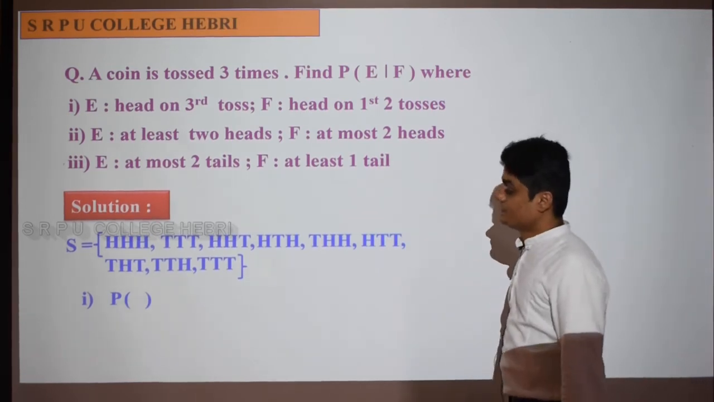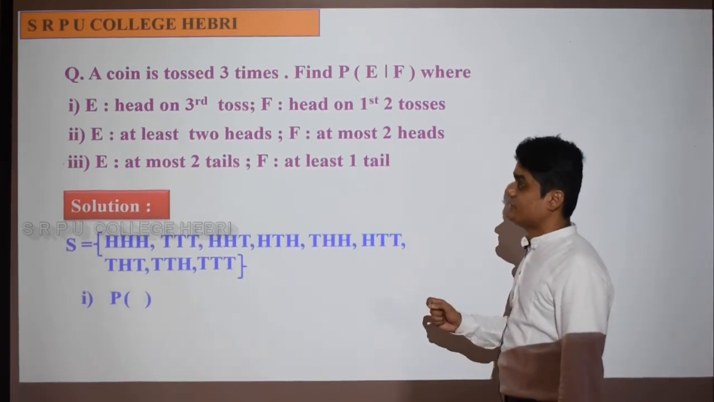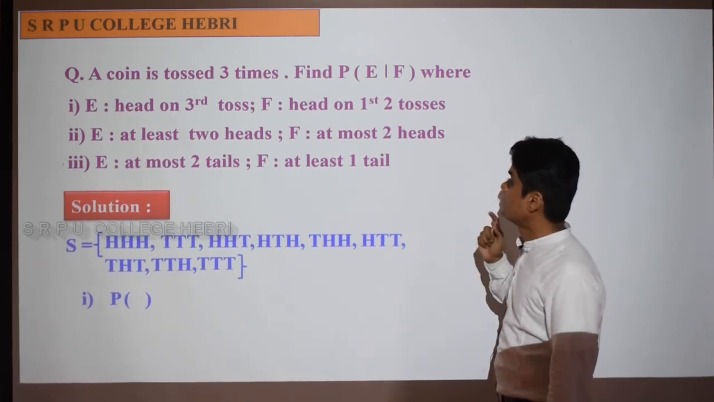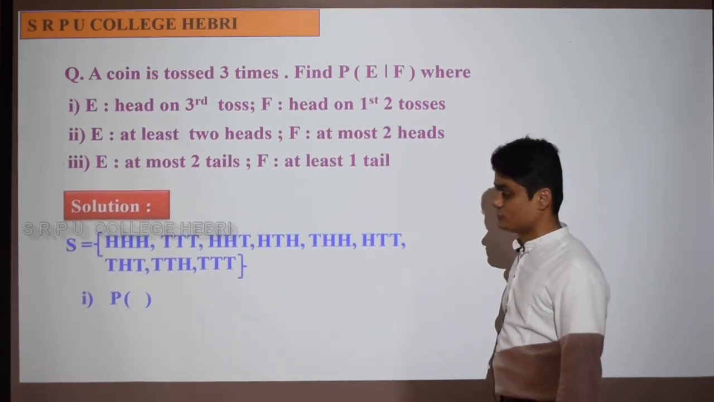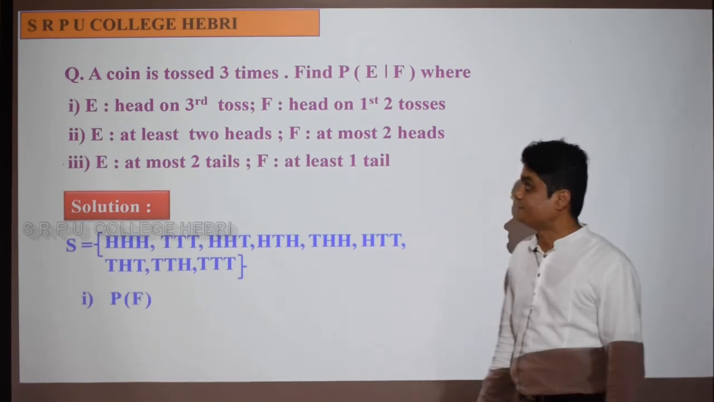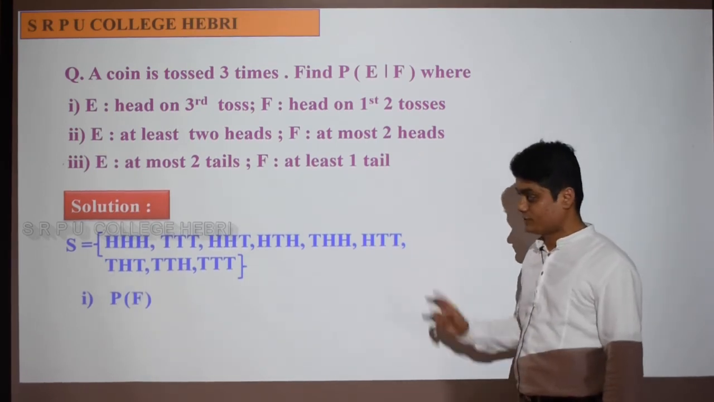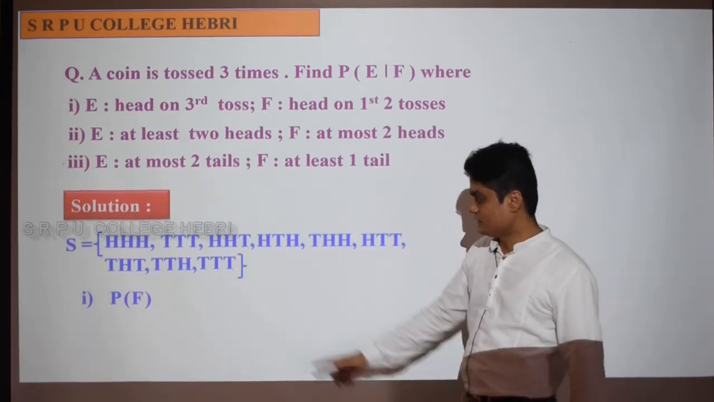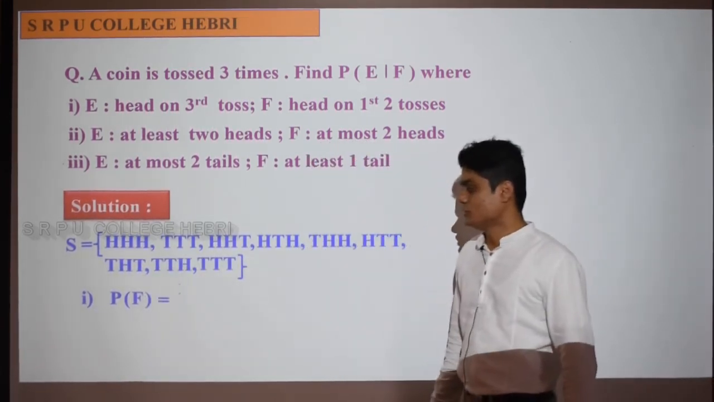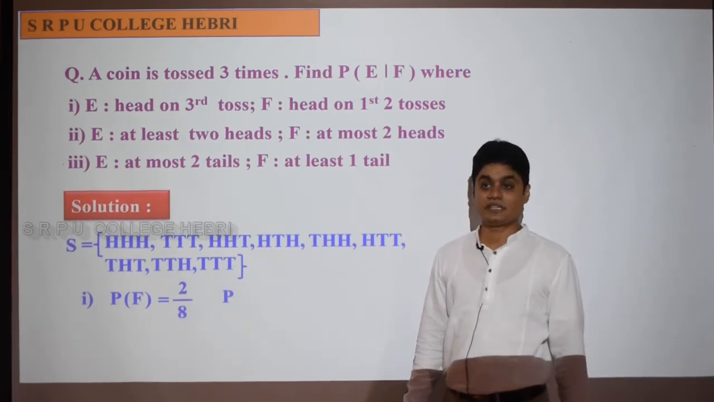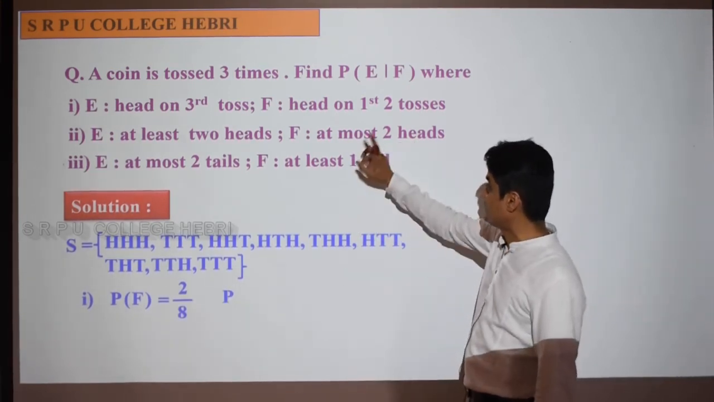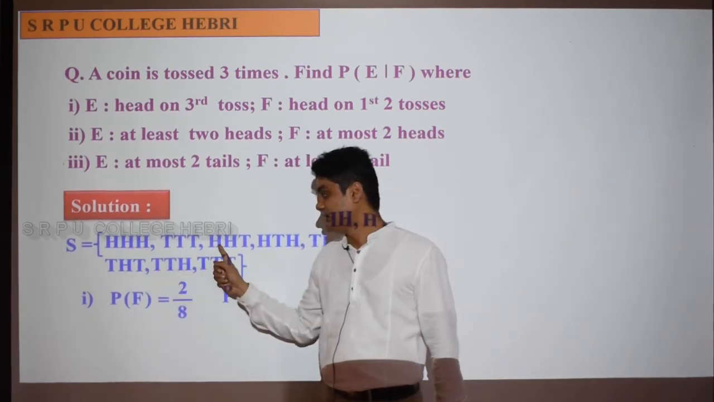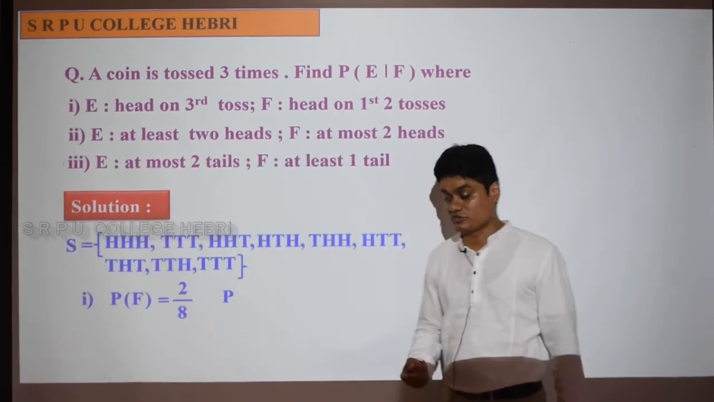So first question, E is head on third toss, F is head on the first 2 tosses. So probability of F, head on first 2 tosses. Where heads come on the first 2 tosses, there is one here, there is one here. So only 2. So it is 2 by 8. Outcomes are 8, so 2 by 8. Understood? Head on the first 2 tosses. H, here also the first 2 tosses have heads. T, in this also the first 2 tosses have heads.